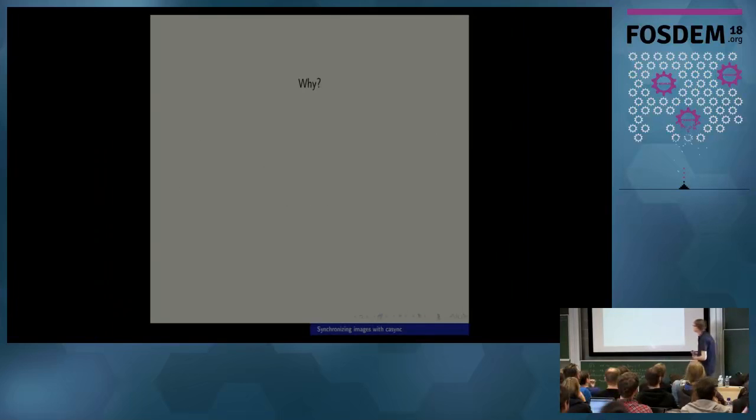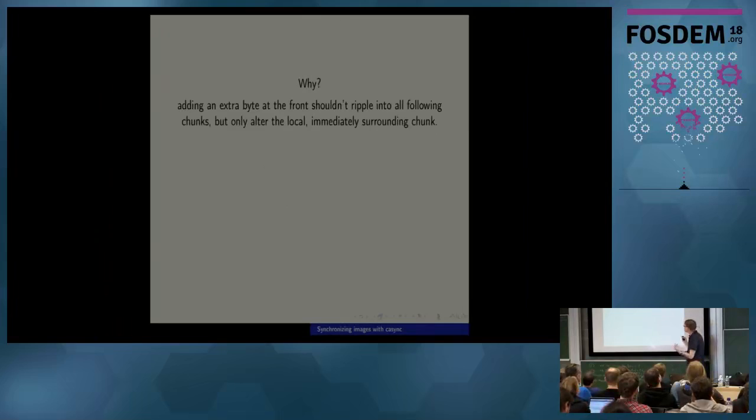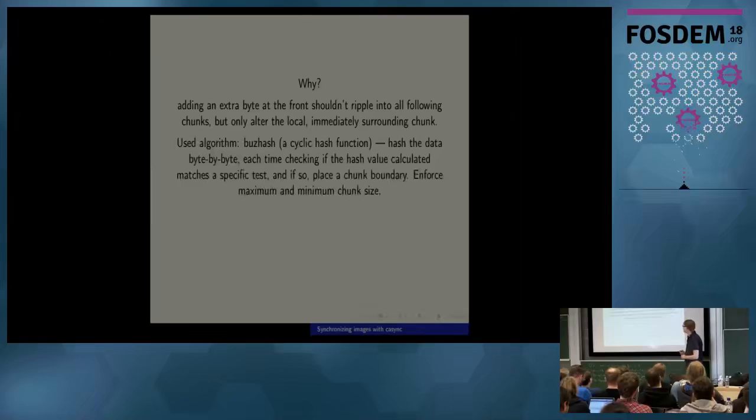Yeah. Why do we do this? For adding an extra byte, the function ripples up to the rest of it. The algorithm that we use for this is buzzhash, which is a cyclic hash function. It's ultimately just an implementation detail that we do this. The good thing about this is that it's relatively cheap to calculate, right?